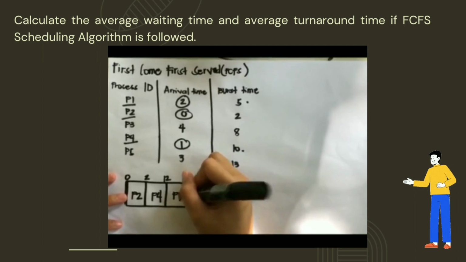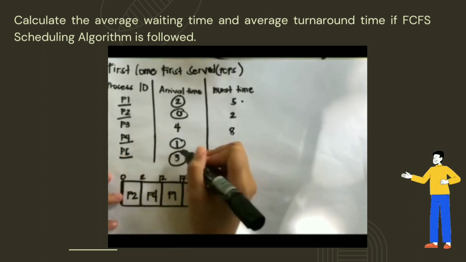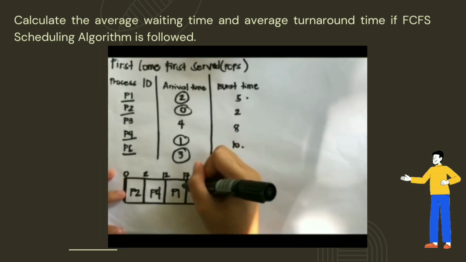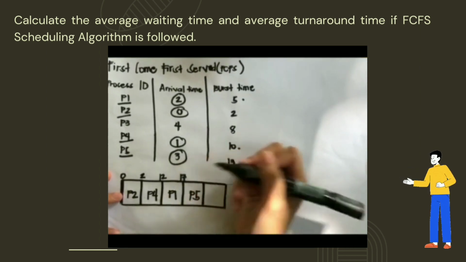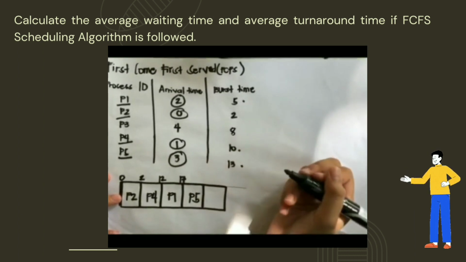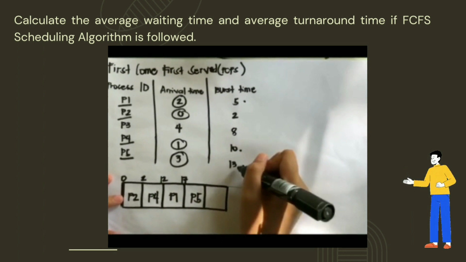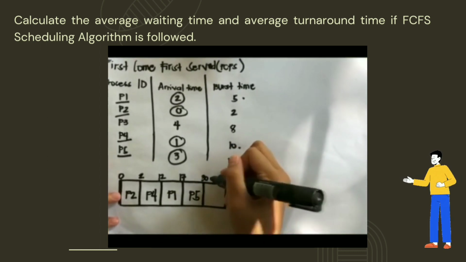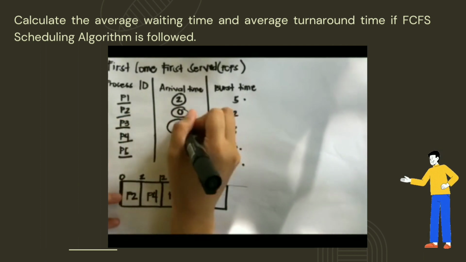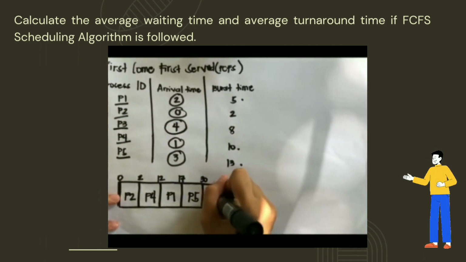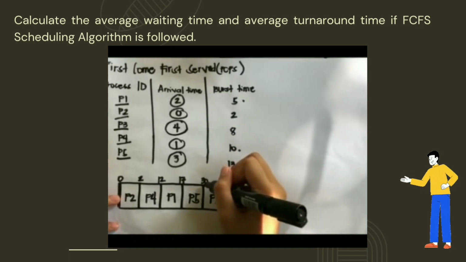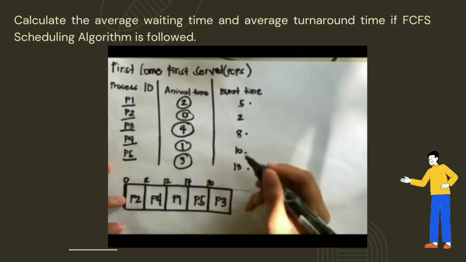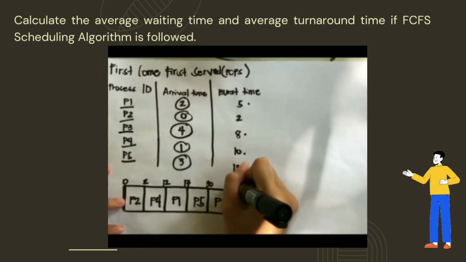Ang next naman is yung P5 dahil 3 yung arrival time niya. So, sulat natin dito yung P5. Yung completion time ng P1 is i-add natin sa burst time ng P5. So, 17 plus 13 is 30. And the last one naman is yung P3 dahil siya yung pinakahuling dumating. So, sulat natin is yung P3. So, yung completion time ng P5 is i-add natin sa burst time ng P3. So, 30 plus 8 is 38.